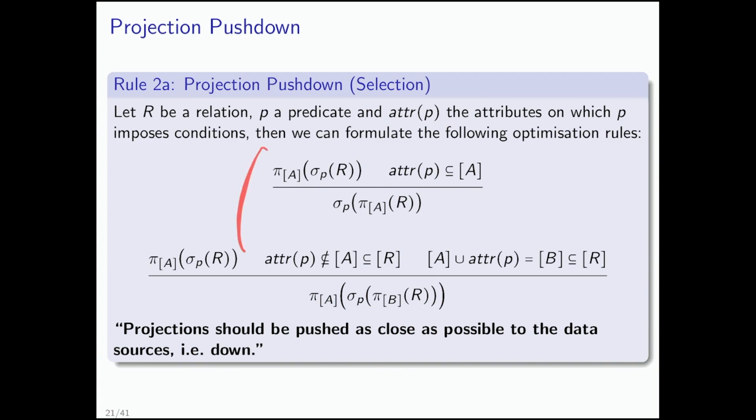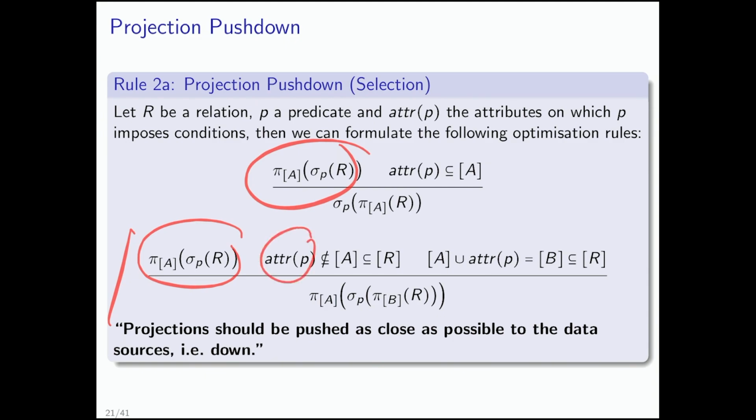If you have a selection with a predicate P on R, followed by a projection on that schema A, and we know that all the attributes that are referred to in P are contained in that schema A, we can push down the projection into this expression, like here. So you first do the projection and then you do the selection. And the second is basically a variant. Here you say, okay, I'm in a similar situation as here, that's the same thing.